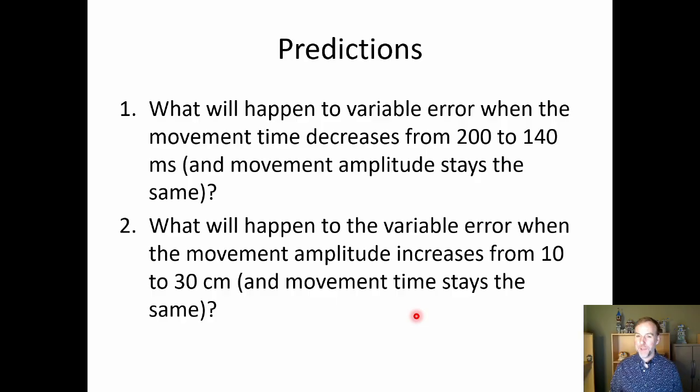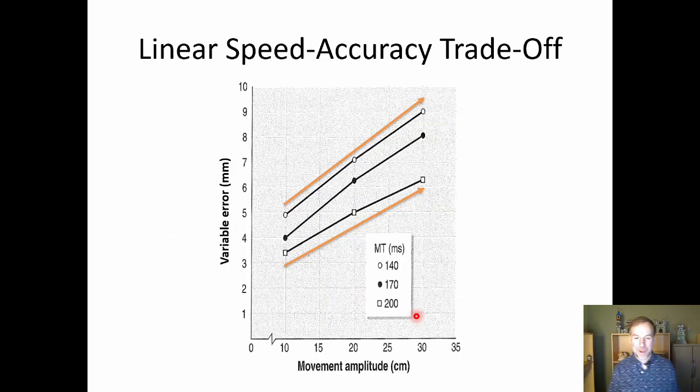So hopefully we're on the same page here. Well, it's going to be a larger amplitude, that's harder. And if it's harder, your variable error should increase. Hopefully we're all saying increase. But let's look at the data, and we will see that pattern. It doesn't matter whether we look at 140, 170, or 200, we see that same pattern, but we can focus on these 200 millisecond movements here.